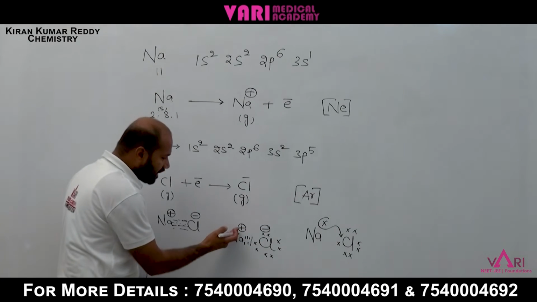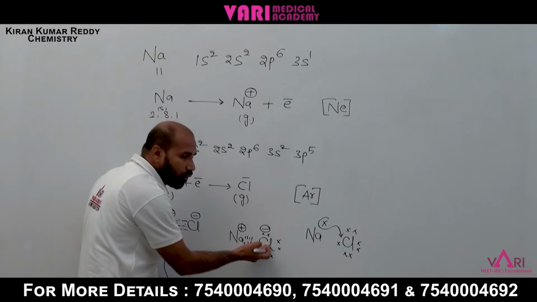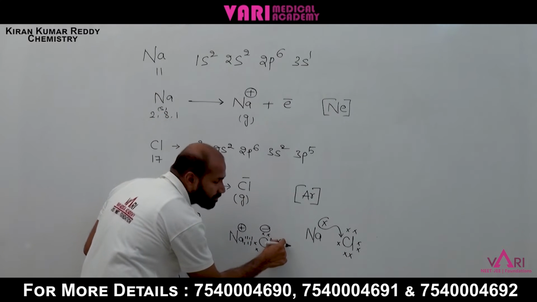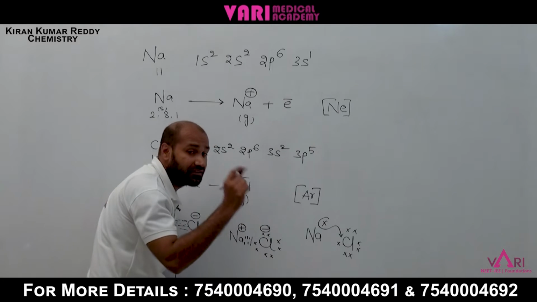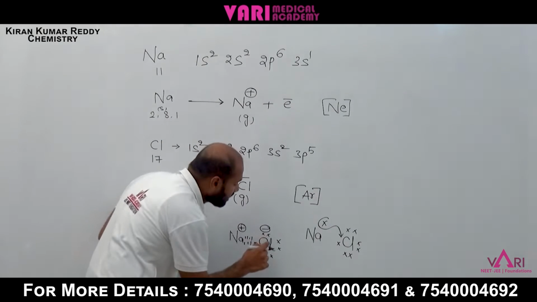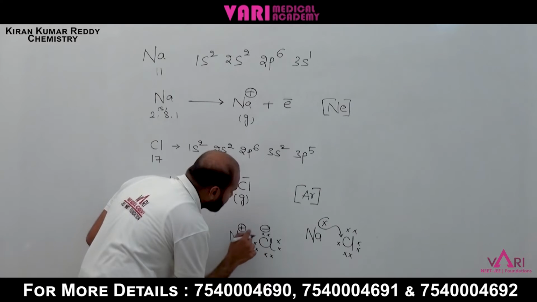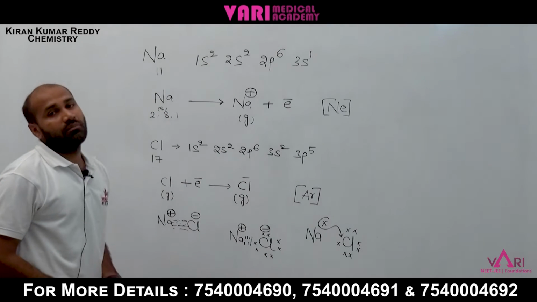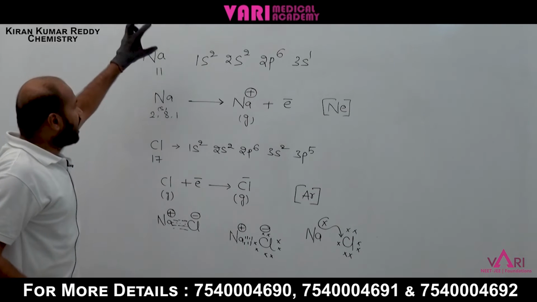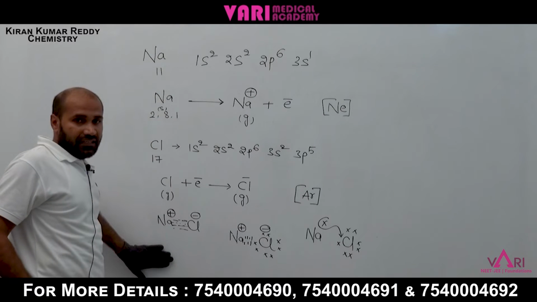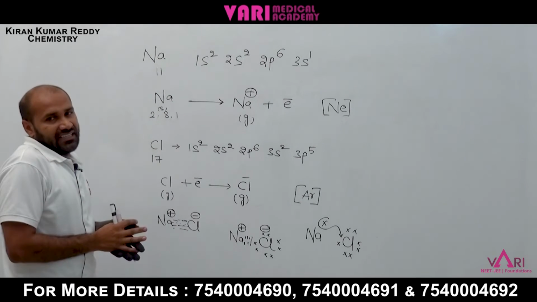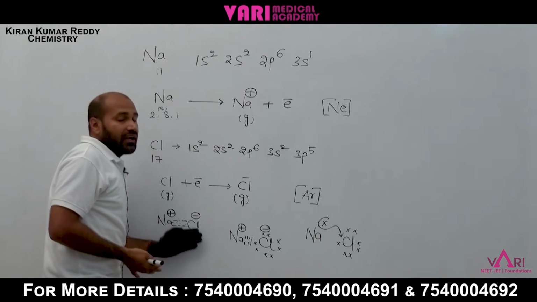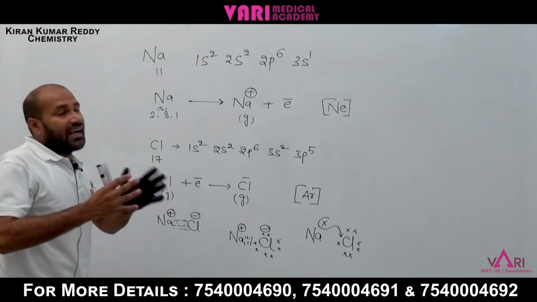Don't get confused here. Na plus is losing one electron. Chlorine is accepting an electron. Seven electrons are already present, the seven valency electrons of a 17th group element. One extra electron is given by sodium. This is called an ionic bond. What is an ionic bond? The electrostatic force of attraction between two oppositely charged ions, formed by the transfer of electrons from one atom to another atom, is called an ionic bond.